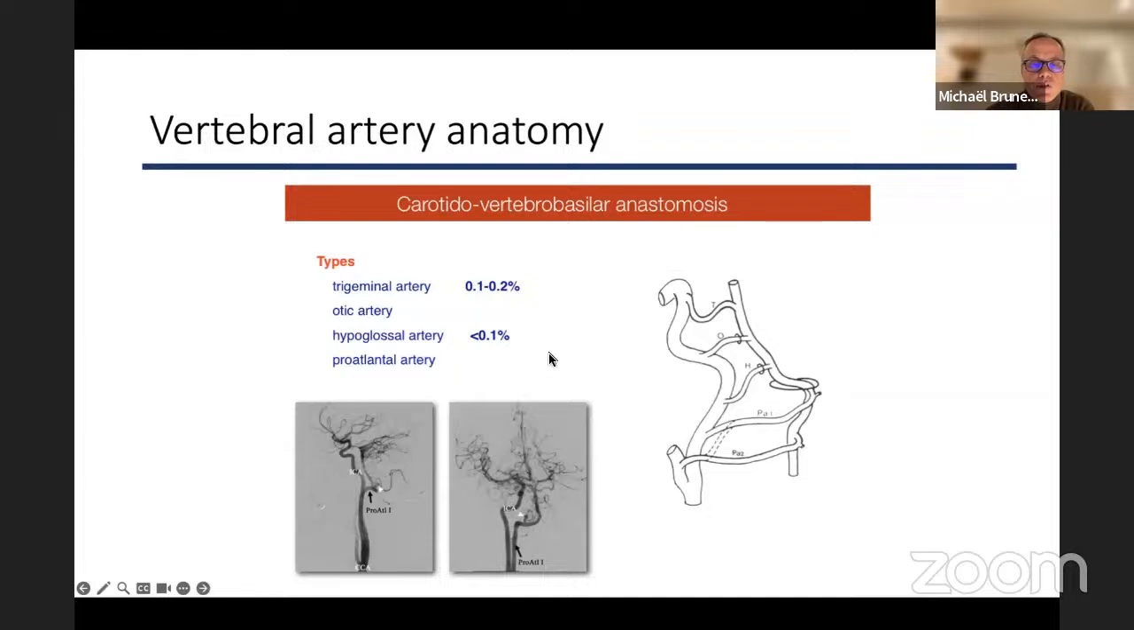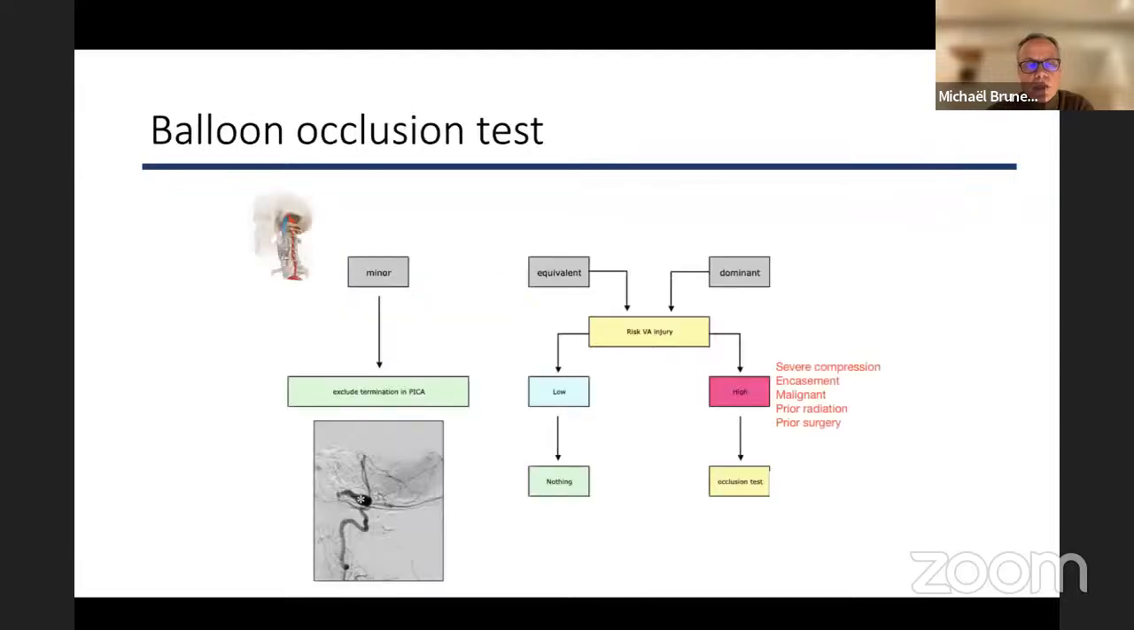Those anastomoses are very rare and sometimes associated with aneurysm, and they have to be detected preoperatively because they can be a source of complication if you are not aware of that.